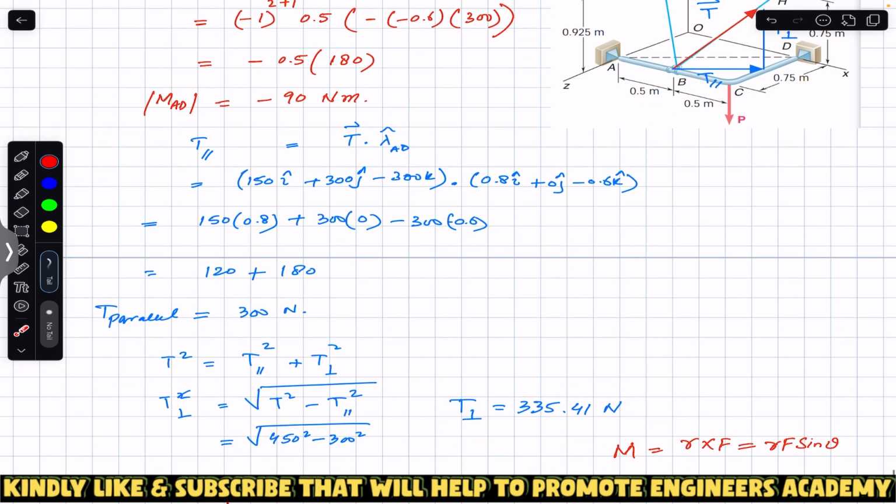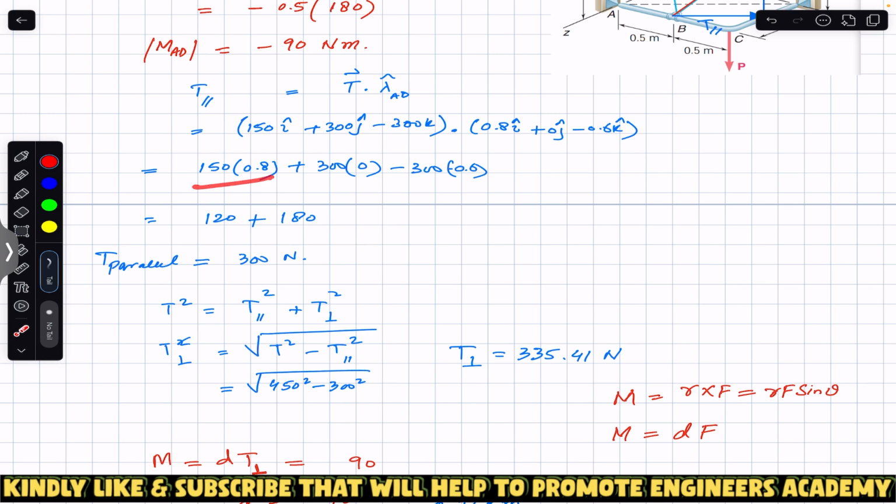If we take the dot product, we have 150 multiplied by 0.8 i dot i, and 150i with the k component becomes 0, because i dot k is always equal to 0. While taking the dot product, we only multiply i with i, j with j, and k with k. So 150 into 0.8, since i dot i is 1, plus 300 into 0, and minus 300 into minus 0.6. Once we find this, it is equal to 120, and minus into minus is plus 180. 120 plus 180 is 300 units.